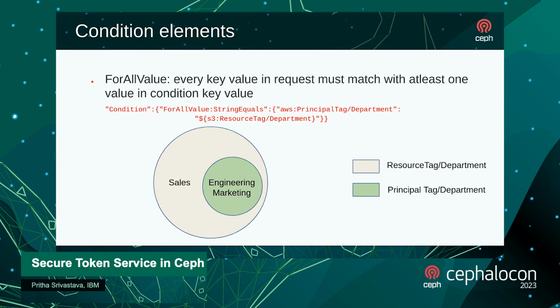So in this example shown here, it says that the principal tag department must be a subset of the resource tag department. And the resource tag department values have been set to sales, engineering, and marketing. And the incoming principal tag department values have been set to engineering and marketing. Now, since that's a subset of the resource tag values, this condition evaluates to true, and the incoming user will be allowed to access the buckets according to the policy to which this condition has been attached.